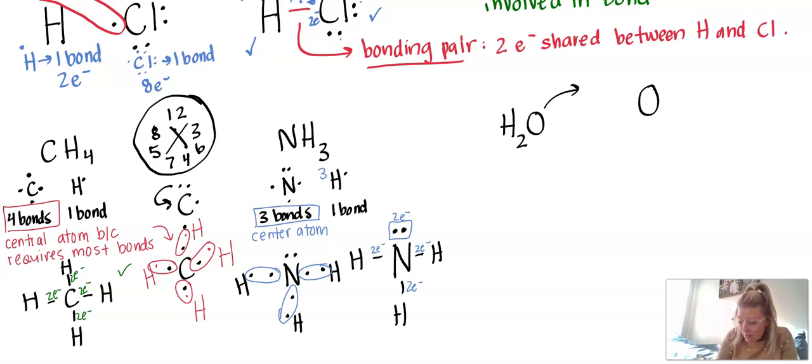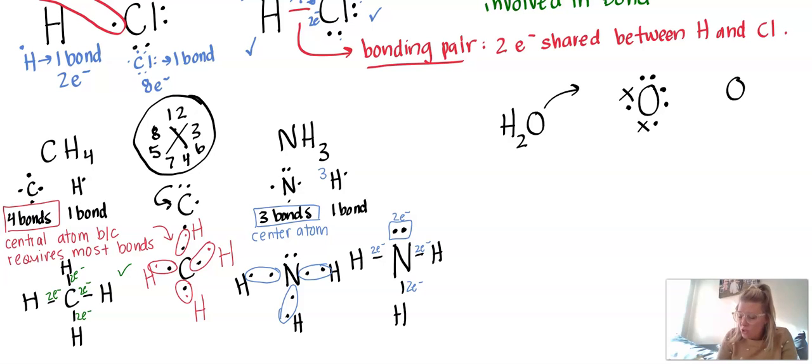Oxygen, remember, pairs the first 2, then we loop around 3, 4, 5, and 6. And you'll notice that it left just these 2 empty spaces, one to the left and one to the bottom, and that's where our bonds will go. And we'll talk more about that when we talk about the shapes of these molecules.